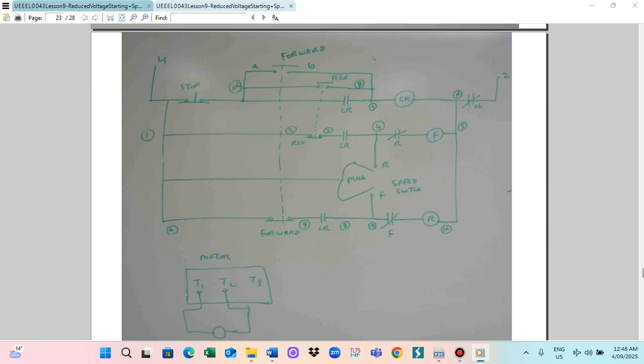Forward got energized, which means the control relay F is closed. So this F contact is open. F open means the current is passing through, so that this CR is energized. CR energized means that all CR contacts are closed.